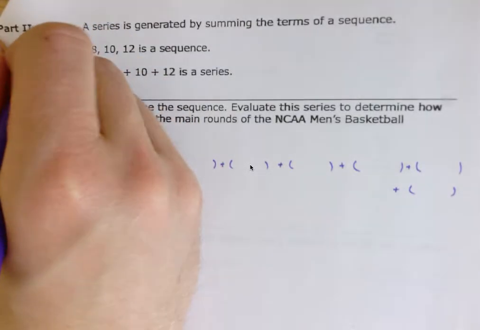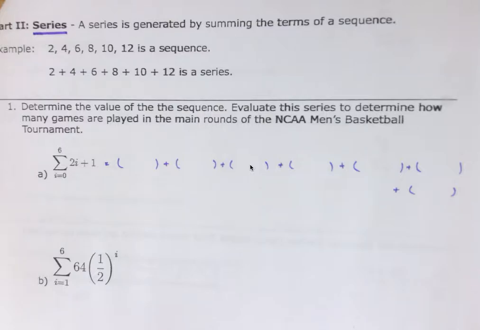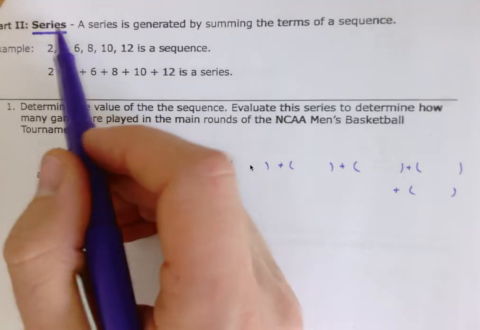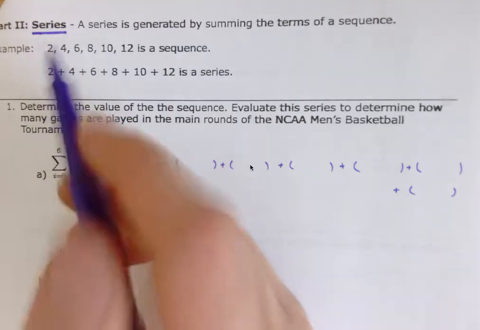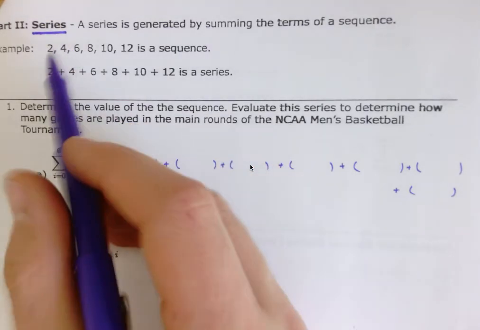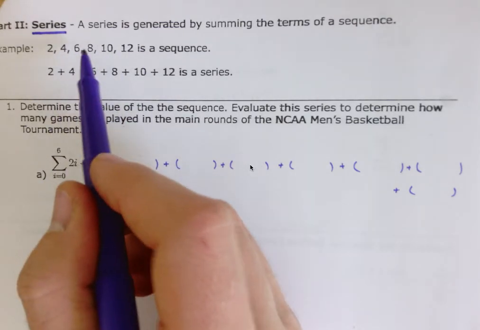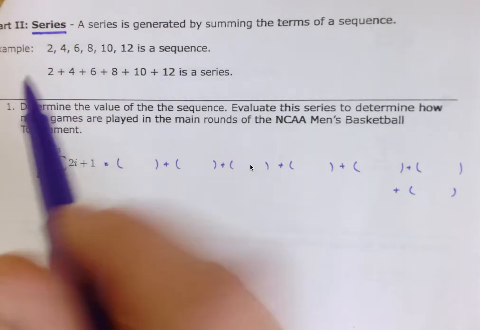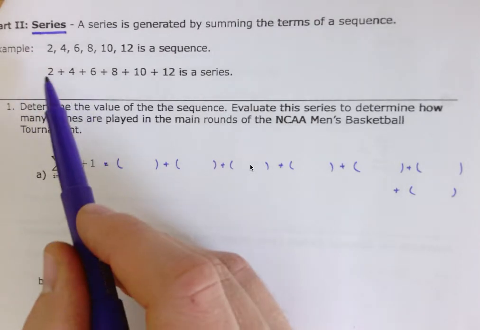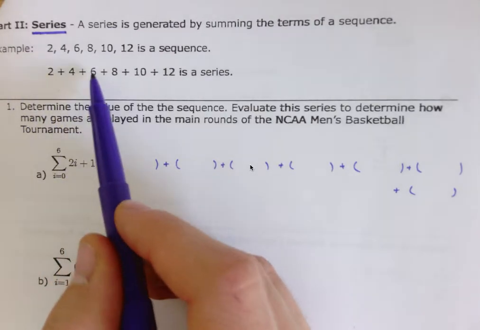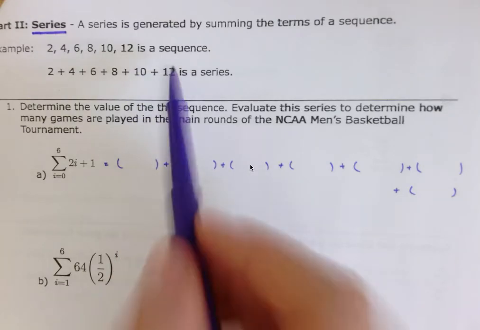Now we come to the second part of the lesson, which is about something called a series. The best way to describe a series is to understand how it is different than a sequence. A sequence is made up of a list of numbers, 2, 4, 6, 8, 10, 12. A series is what you get when you add up the numbers in a sequence.